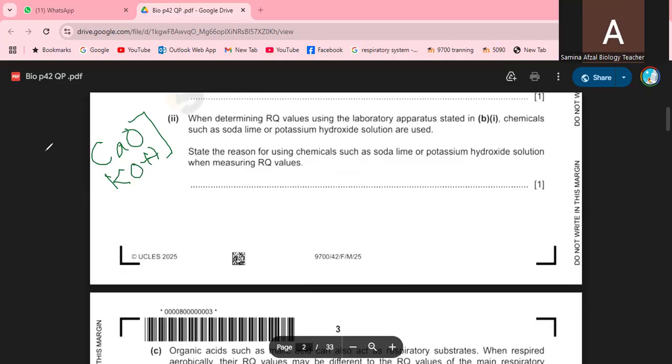So these are the two chemicals or solutions which are used to absorb the carbon dioxide produced by the respiring organism. So they are used to absorb the CO2 produced.